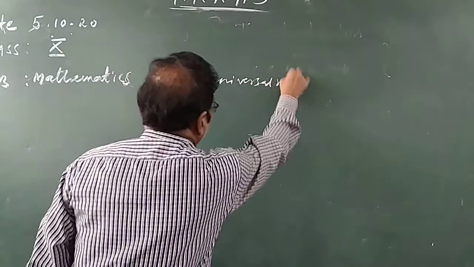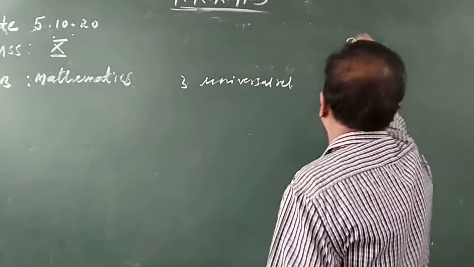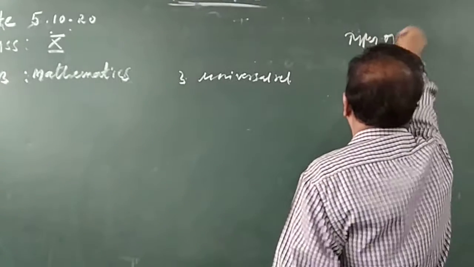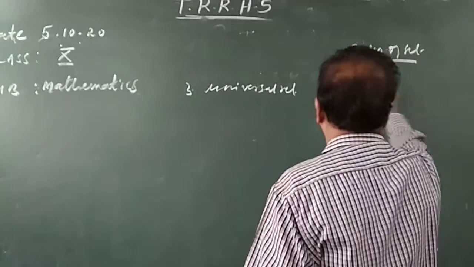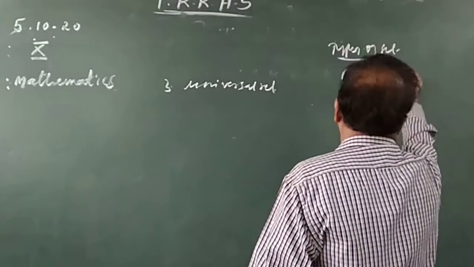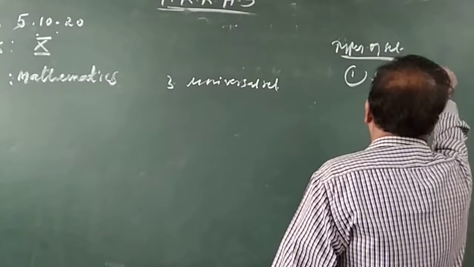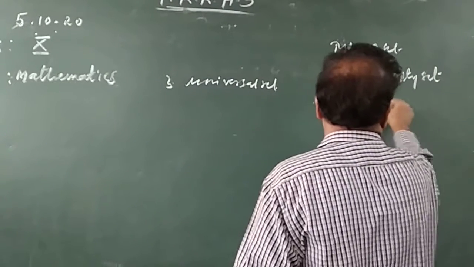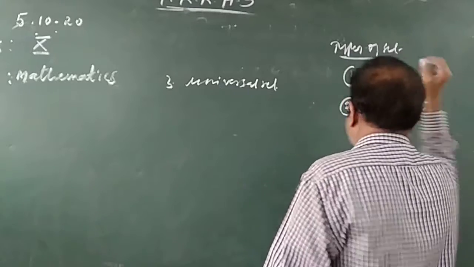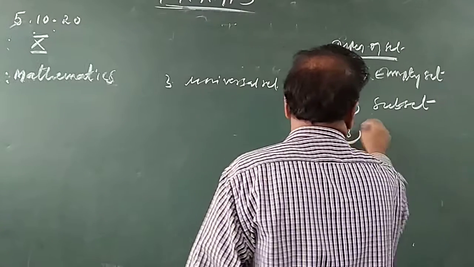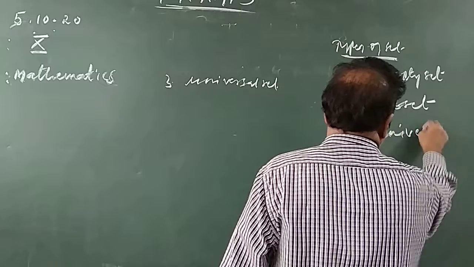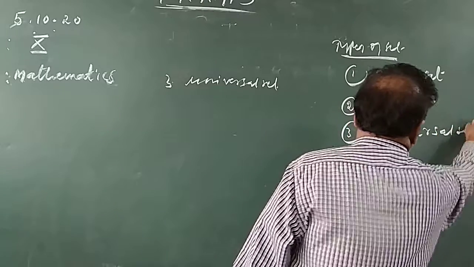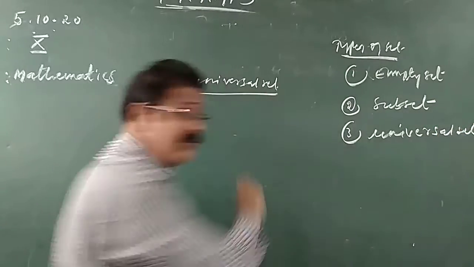Next, the third type is the universal set. Types of sets, I just gave you. First one is the empty set, I told you. I hope you understood clearly the empty set and null set. Second one is the subset, over. Third one is the universal set. What is universal?